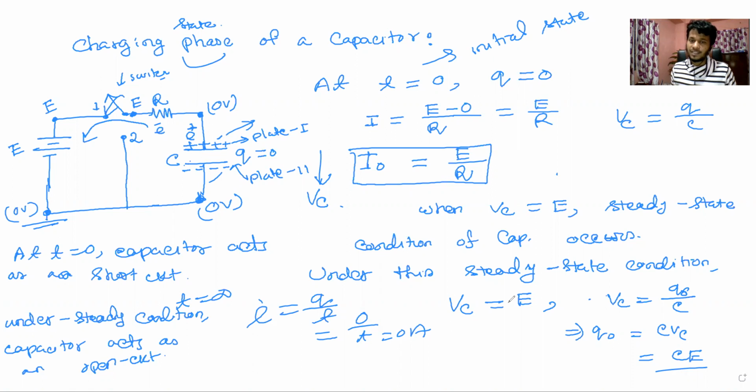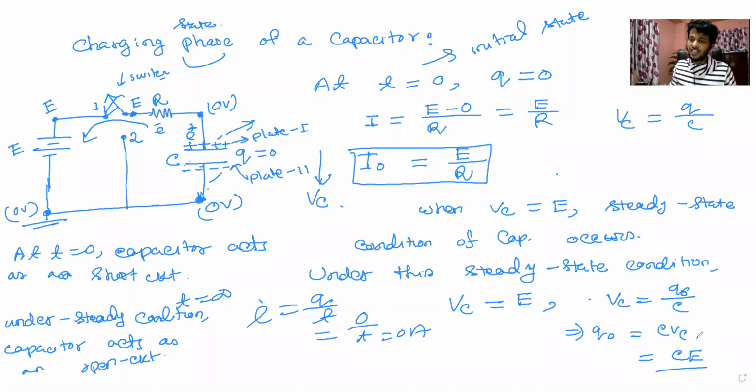Nothing but E. And what will be the charge under steady state condition on this capacitor? The charge will be maximum, right? And the maximum charge is denoted by Q naught. So Q naught equals CVC from this formula, and VC could be replaced by E. So that means Q naught equals CE.